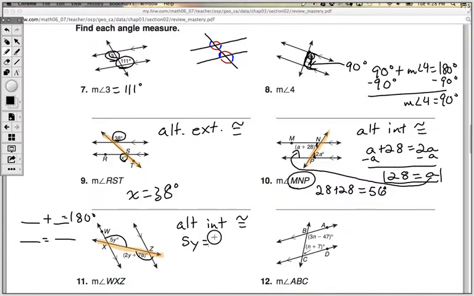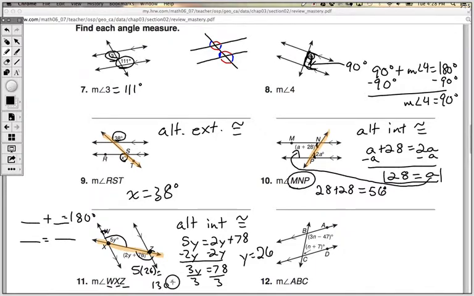So we set them equal to each other. That gives me 5y equals 2y plus 78. Now it's just a little bit of algebra. We move the 2y around, and we get 3y equals 78, and then we divide by 3, and we get y equals 26. But that is not what it's asking. It's asking for the measure of WXZ, so I have to plug it in there. 5 times 26 equals 130 degrees. That's it. Okay, number 11, check.